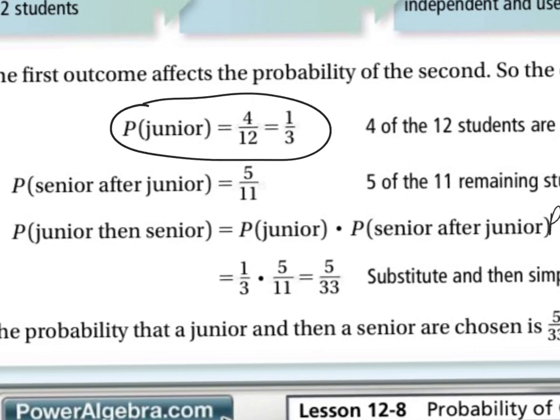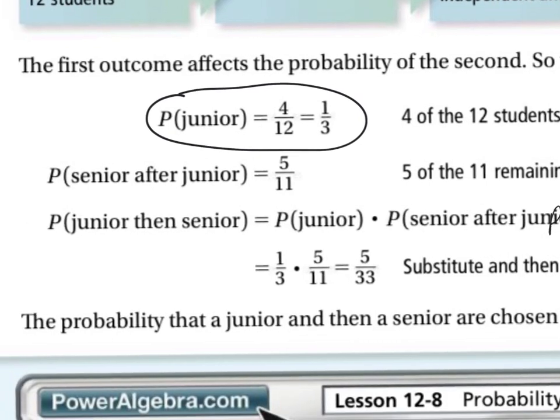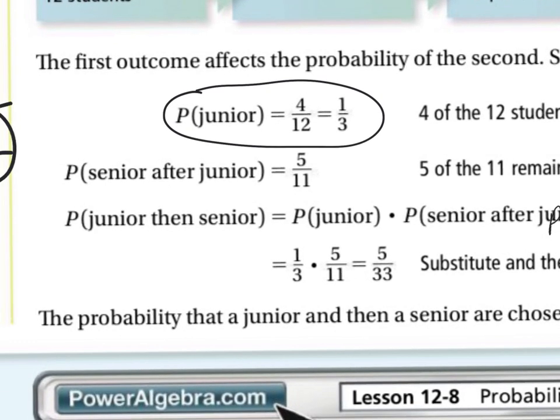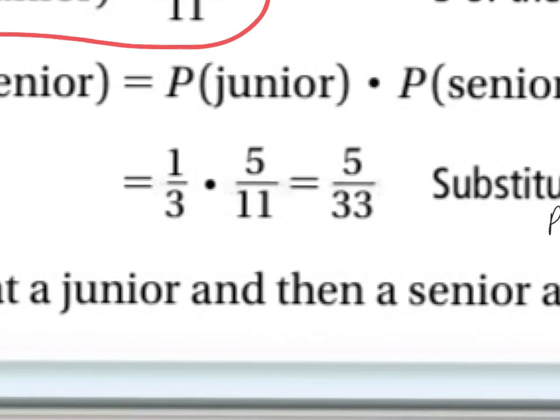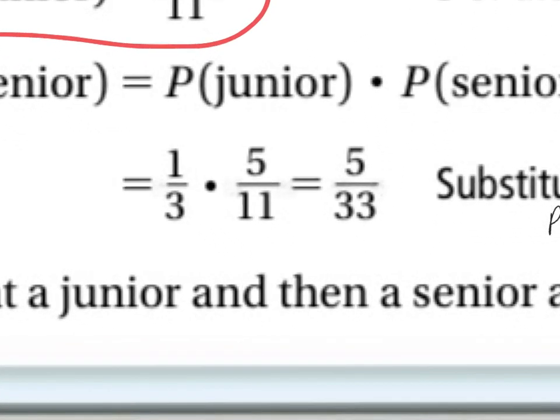And then to try to pick a senior, there were 5 seniors. We've already picked 1 junior out. So it's 5 out of 11 students that are seniors. And then if we multiply those probabilities together, that would be a 5 out of 33 chance of picking a junior and then a senior.